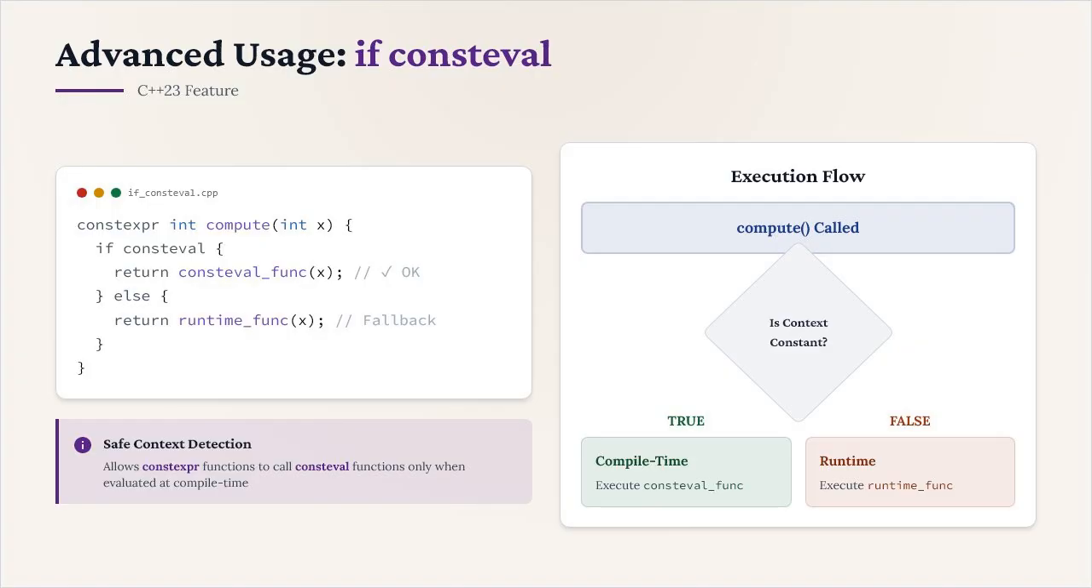This is particularly useful when you want a function to work in both compile time and runtime contexts, but take advantage of consteval functionality when possible. As shown in this example, the function checks if it's being evaluated in a constant context, and if so, it can safely call the consteval function. Otherwise, it falls back to a runtime alternative. This feature bridges the gap between constexpr and consteval, providing more flexibility while maintaining type safety. It's worth noting that if consteval is a more reliable approach than the previously used std::is_constant_evaluated, which had some subtle issues that could lead to unexpected behavior.